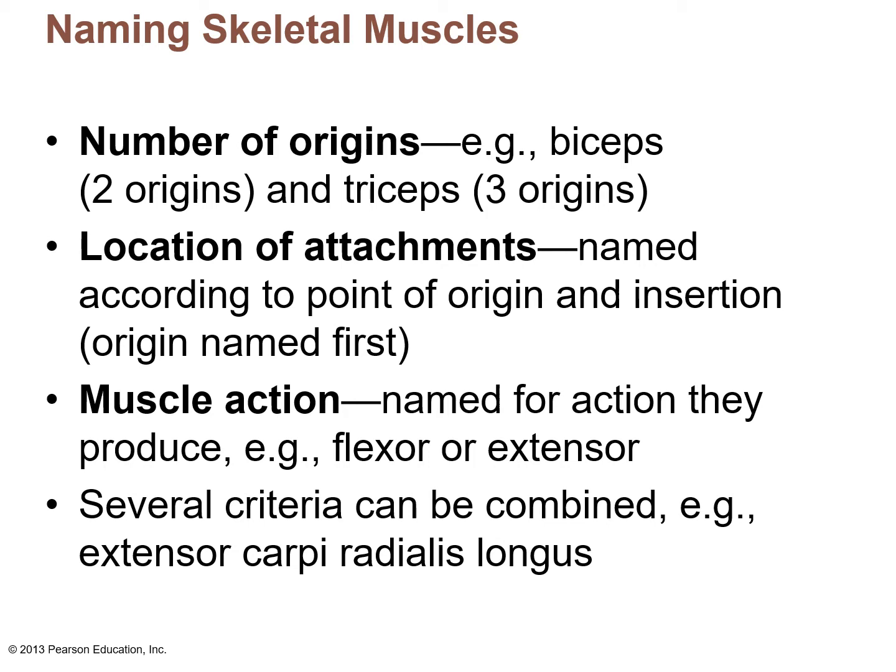You can also name a muscle for its action. Name for the action that they produce, like if they're a flexor or an extensor. And several criteria can be combined. For example, extensor carpi radialis longus. It extends the carpi, the wrist bone, extends the wrist, and it's on the radialis side, on the back of the forearm, on the lateral aspect, and it's long.